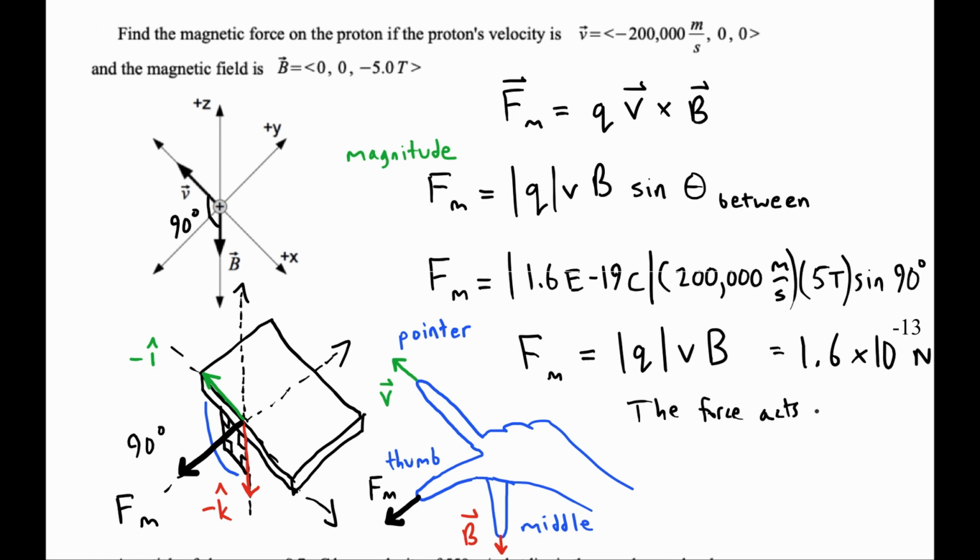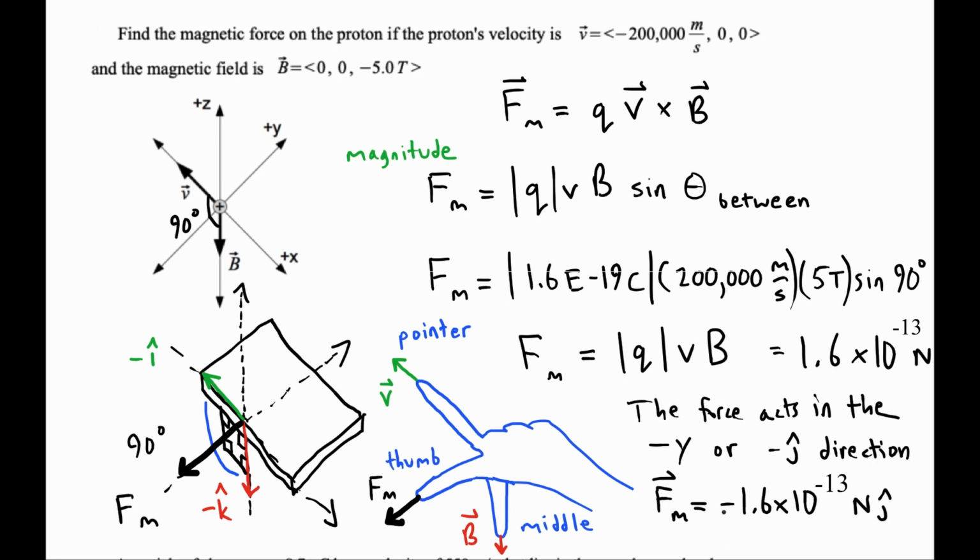Force in the negative y or negative j hat direction. Yeah, when you write it in vector form, you want the negative means it's not in the positive y direction, but it'll be opposite of the y direction.